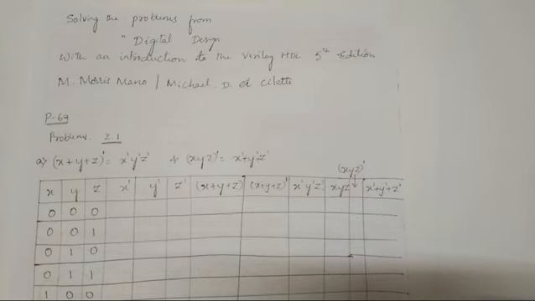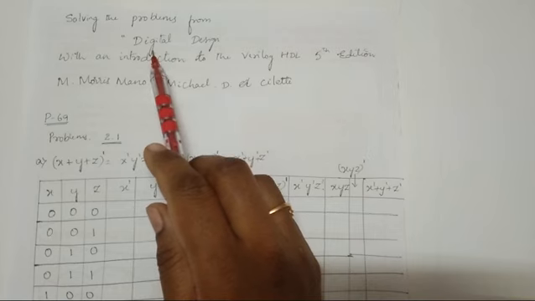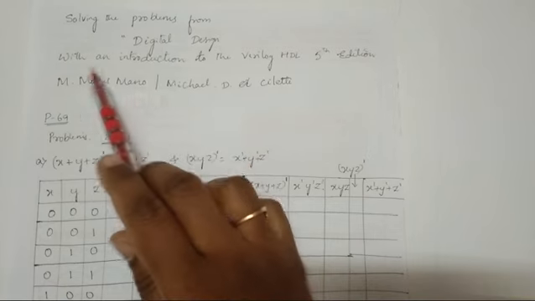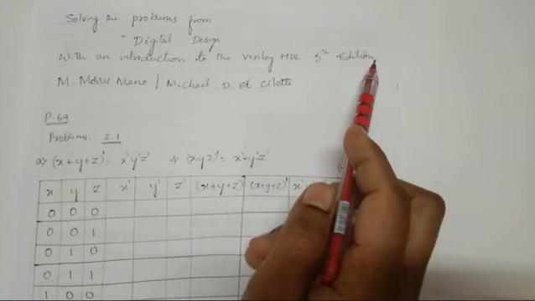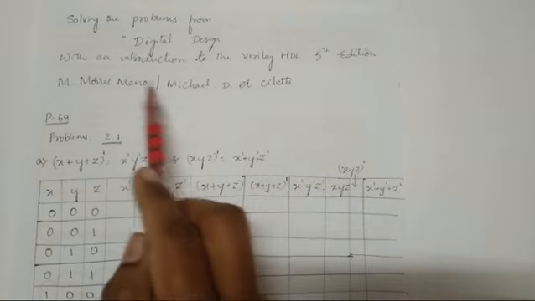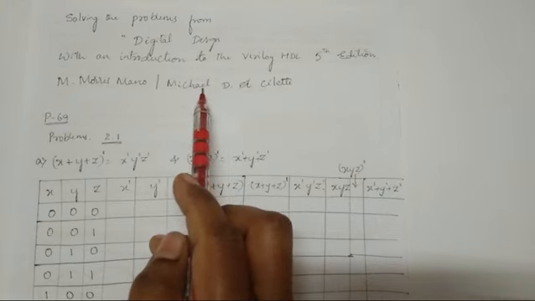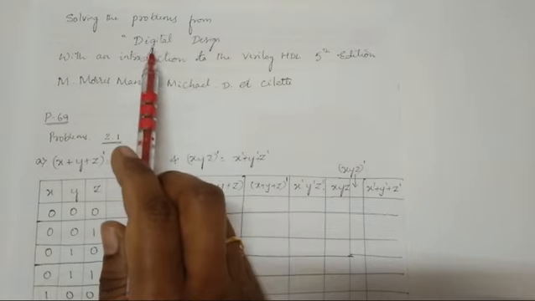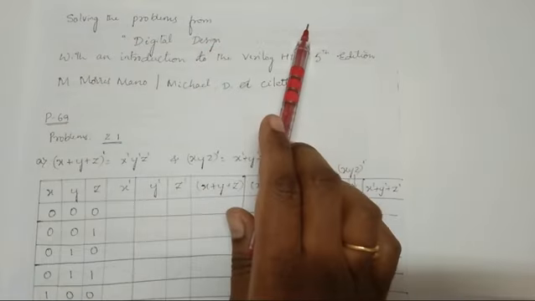This is the solution video for the problems given in Digital Design with an Introduction to Verilog HDL, 5th edition. The authors are Morris Mano and Michael. In this playlist you will find the solutions for the problems given in this textbook.